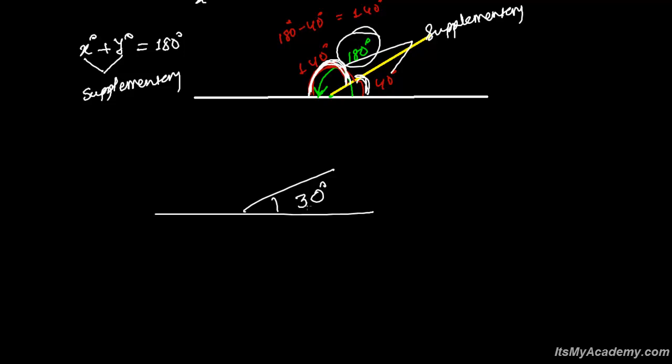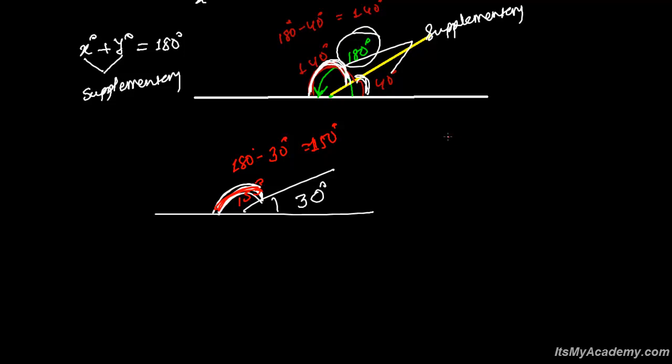What is the supplementary angle of 30 degrees? We need to find out what this part is. The complete angle is 180, right? So how will you find this? You just subtract: 180 minus 30 degrees, that's 150 degrees. So the supplementary angle of 30 degrees is 150 degrees.